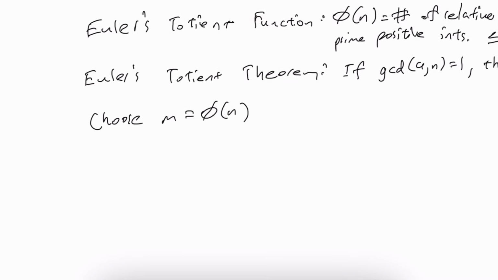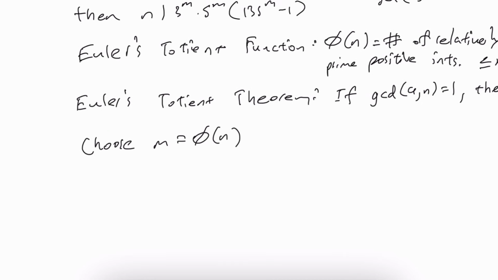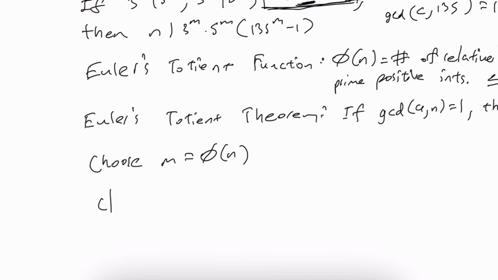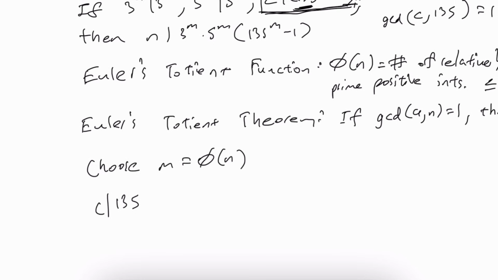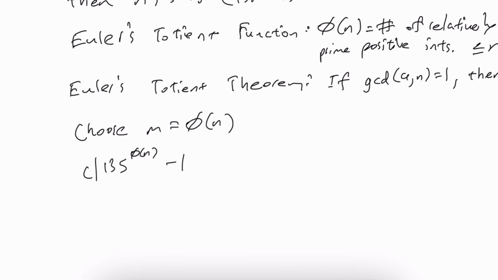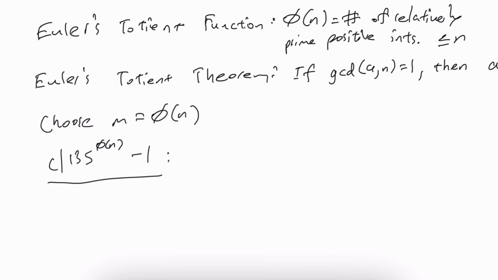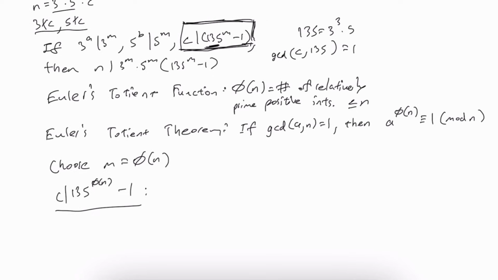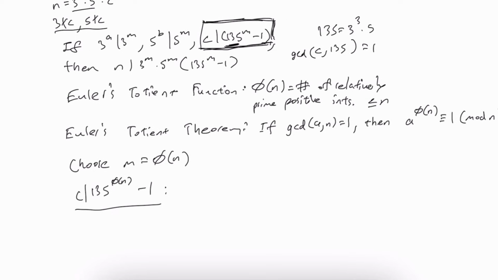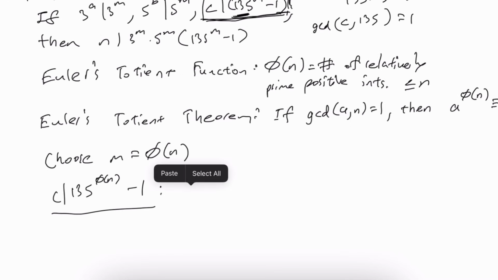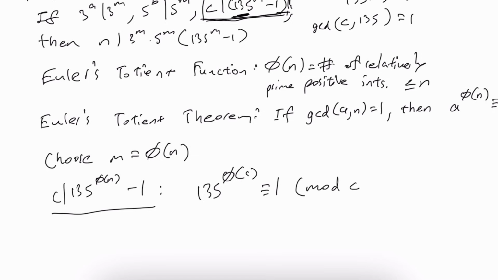So for the case where c divides 135 to the phi n minus 1, starting with Euler's totient theorem, we have that 135 to the phi of c is congruent to 1 mod c.